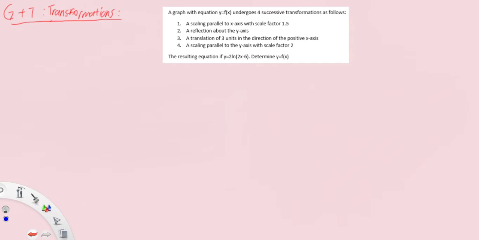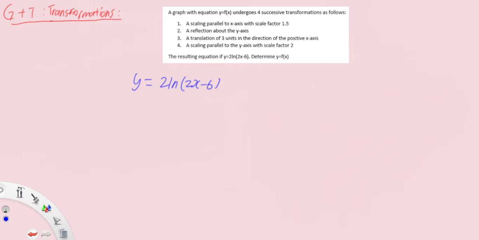Alright, so we have y equals f(x) becoming y equals 2 ln(2x minus 6). So we start off with that, right? Because you're going to work backwards, let's start with the end. y equals 2 ln(2x minus 6). Alright, so the first, or rather the last transformation that the graph went through was a scaling parallel to the y-axis with scale factor 2.